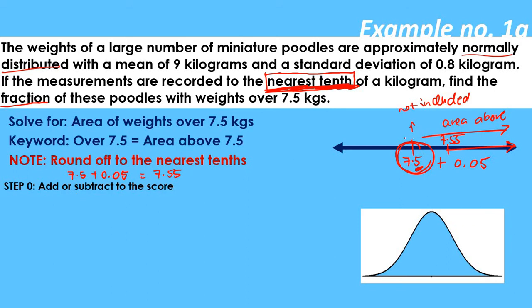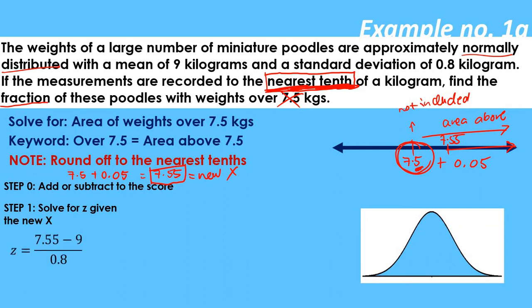Since we do not want to include 7.5, we need to add something to it so that it will not be included. So that will be now 7.55, and that is the new value of x. Now we'll proceed to the usual: solve for z given the new value of x, which is 7.55. We will now forget 7.5 and plug in 7.55 instead.